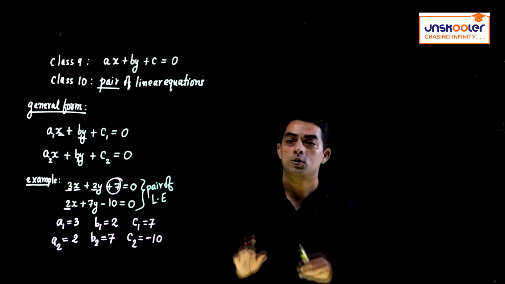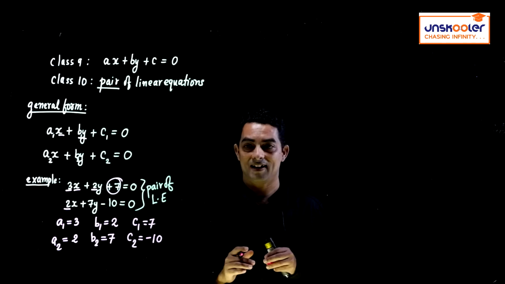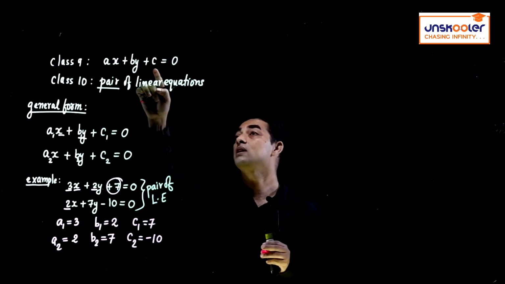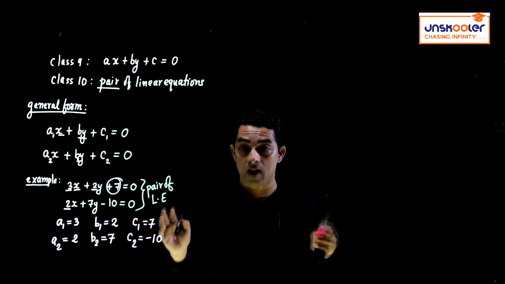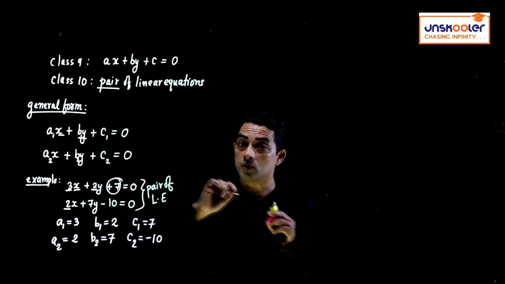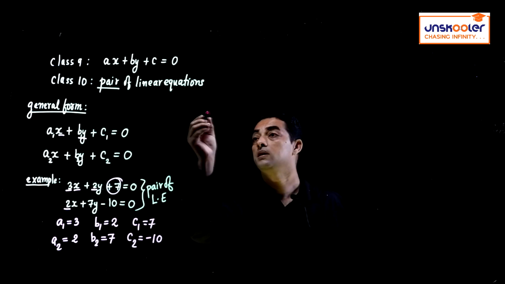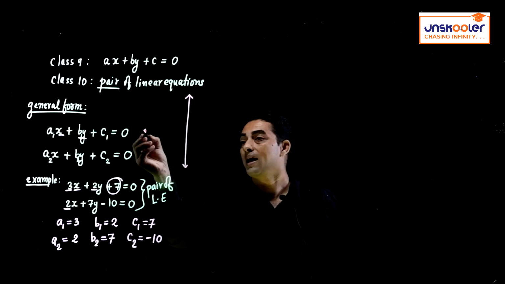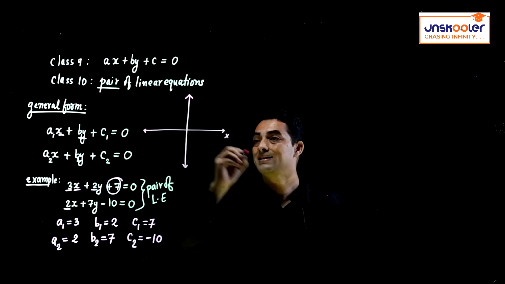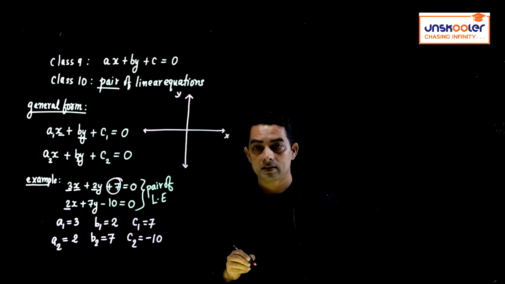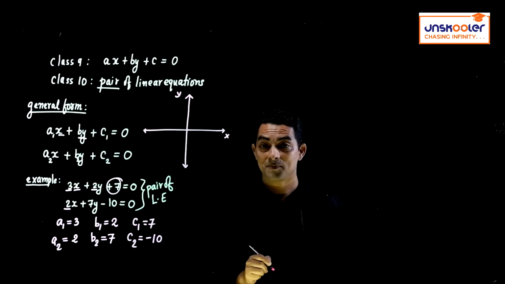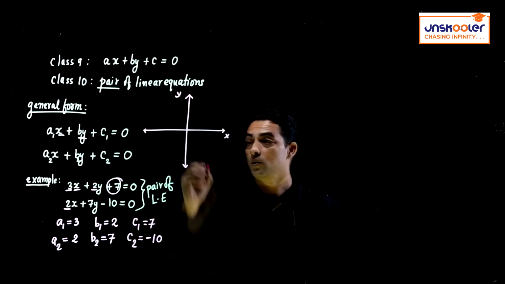Now, you have also studied in class 9 that if you represent a linear equation in the form of a graph, it will always be a straight line like this. A graph, as you all know, has 2 axes like this. One of them is the x-axis and one is the y-axis. The x-axis is also called the abscissa and the y-axis is also called the ordinate. And this is the origin over here.